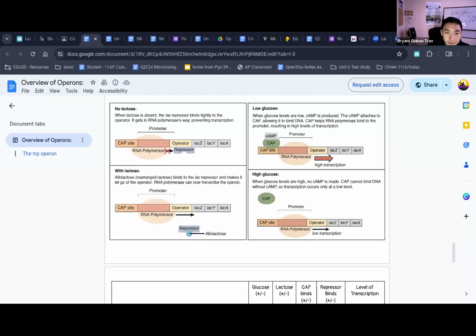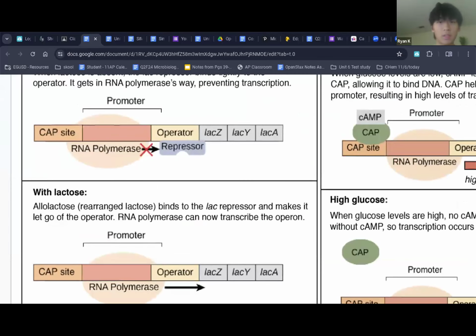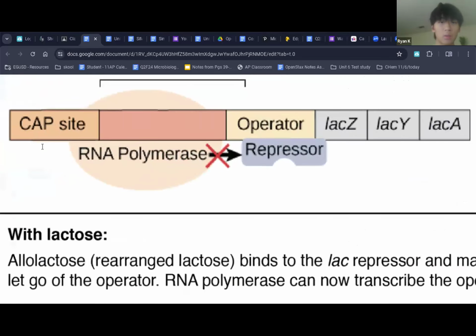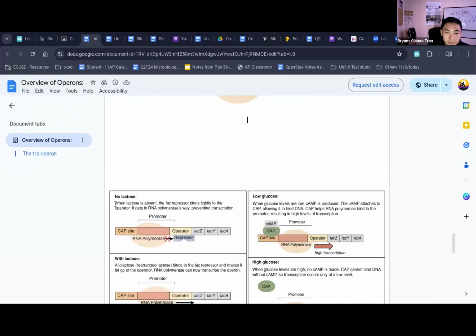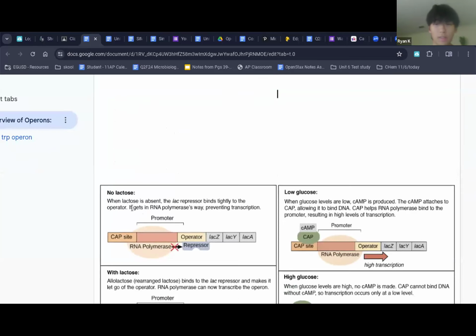So without any lactose, you can see the repressor. That means no milk enzymes are being formed, so our main source of energy would be glucose. And right here you can see that when lactose is absent, the lac repressor binds tightly to the operator and gets in the RNA polymerase's way, preventing transcription.